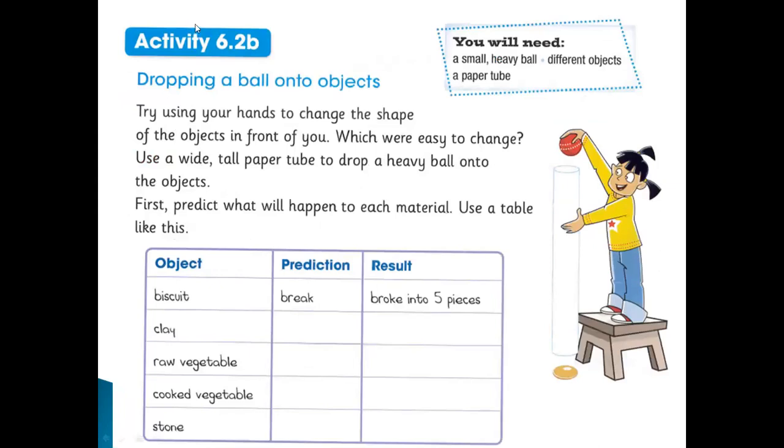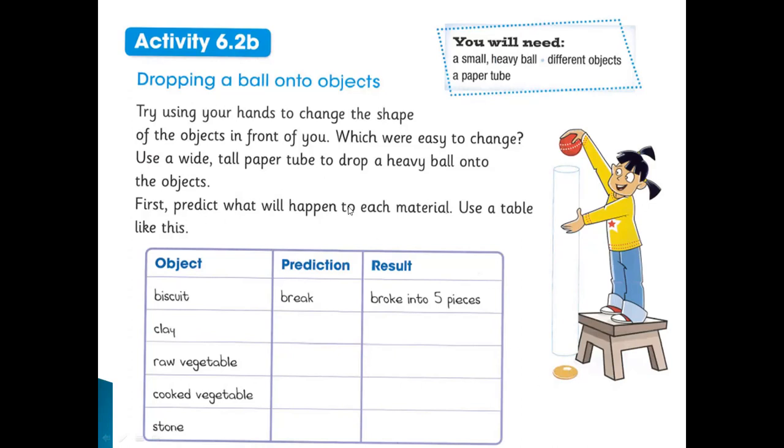Same like this, the second thing: drop a ball onto an object. Like this is an object, you can drop a ball from up to down. For this you need a small heavy ball, different objects, a paper clip also. Try using your hand to change the shape of the object in front of you. Which were easy to change? Use a wide tall paper tube to drop a heavy ball onto the object, because if you're throwing the ball, maybe it won't fall here. But if you're using this paper tube, the ball goes exactly onto the object.